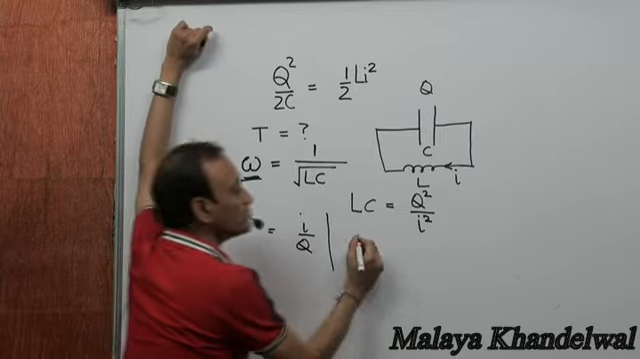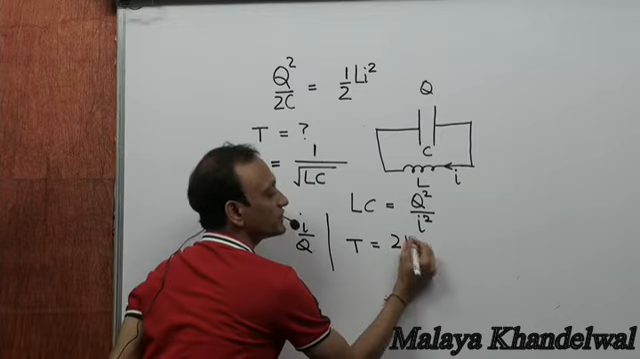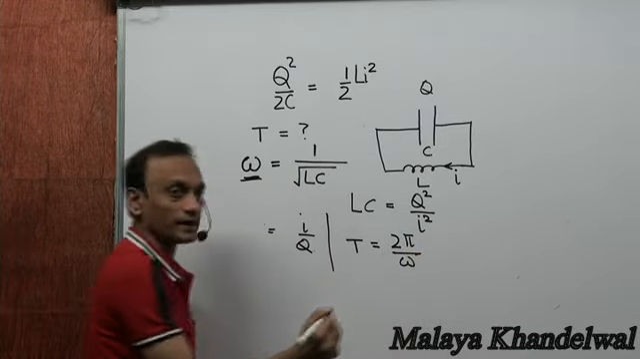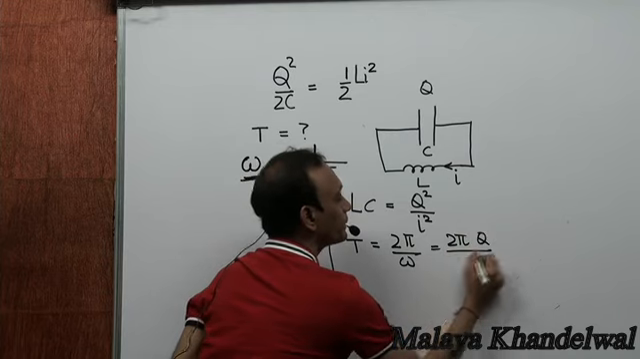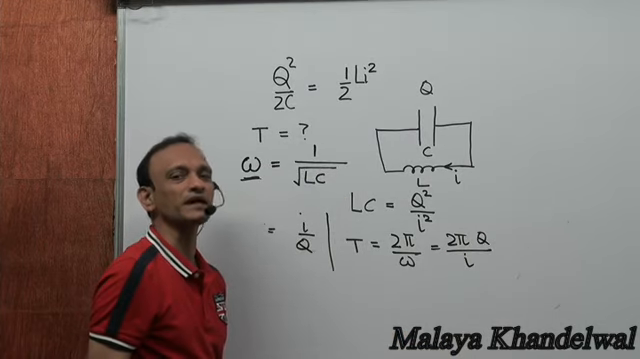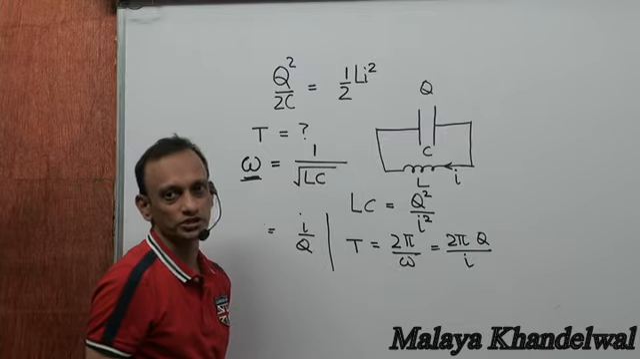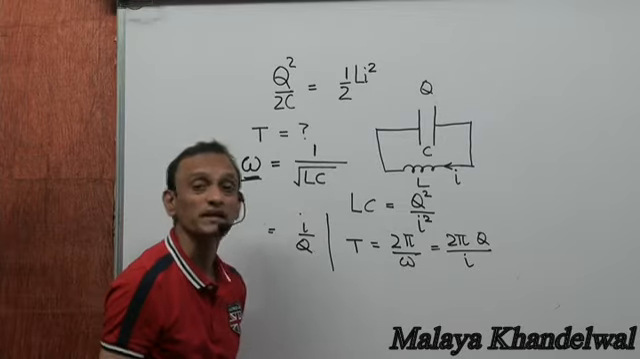And the time period of oscillation of the electrical circuit is then given by 2 pi by omega, which is 2 pi Q by I. That's the answer, right? And certainly, I expected everyone to be able to do this problem. I'm assuming you've got it right, and I hope it makes sense to you.